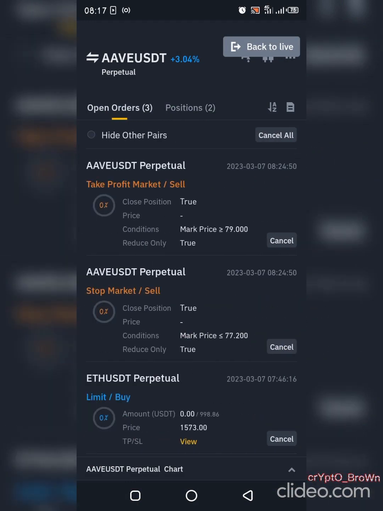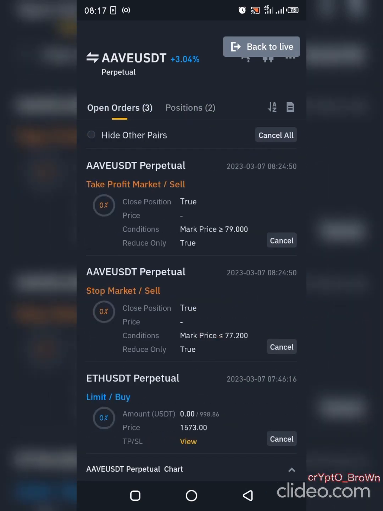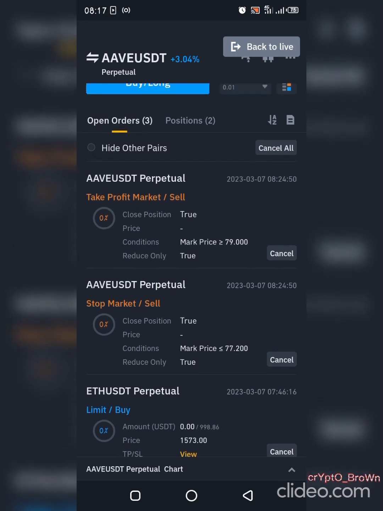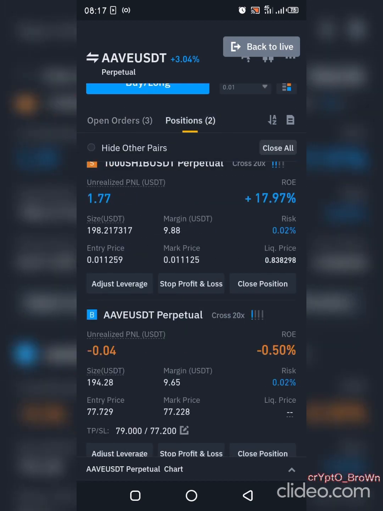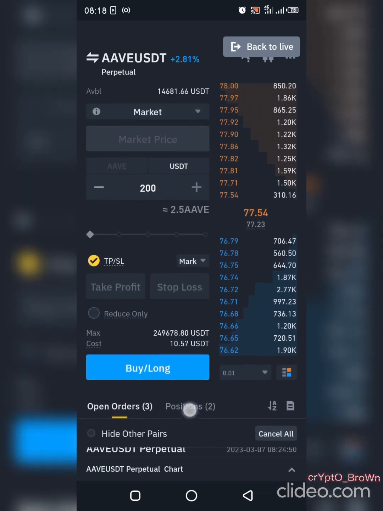Sometimes you may be seeing the orders. Now the orders that you are seeing refers to the take profit and then the stop loss. So maybe for the USDT and then the perpetual, you can see take profit and stop market order. So they are waiting to be filled. If it is filled, it means that your entry or your target has been filled. So that's it for the take profit and the stop loss.